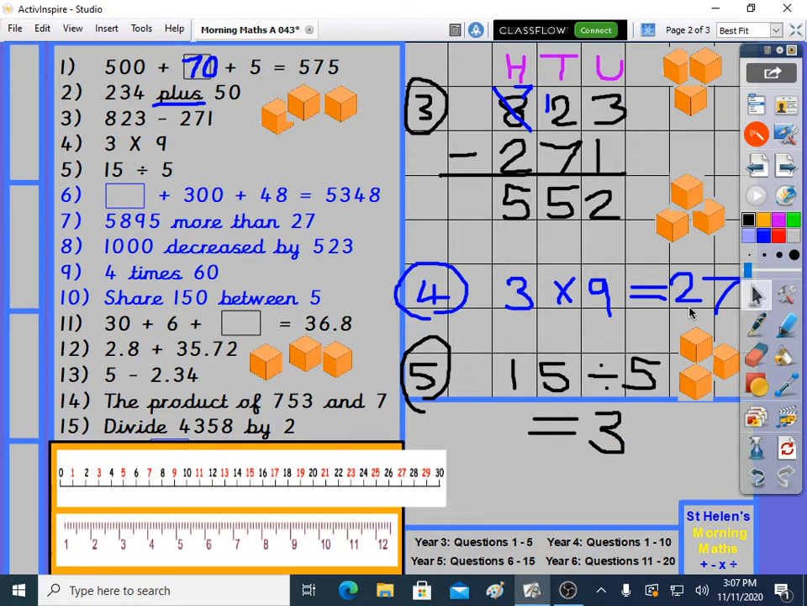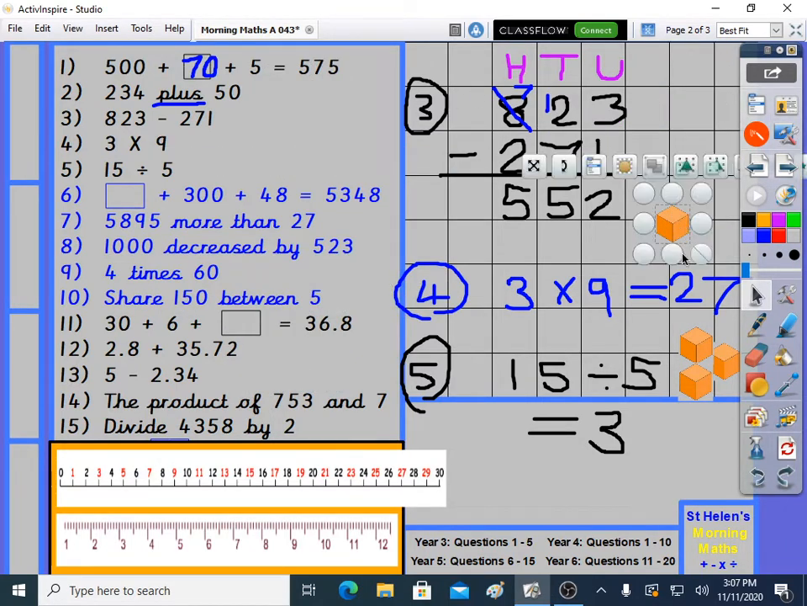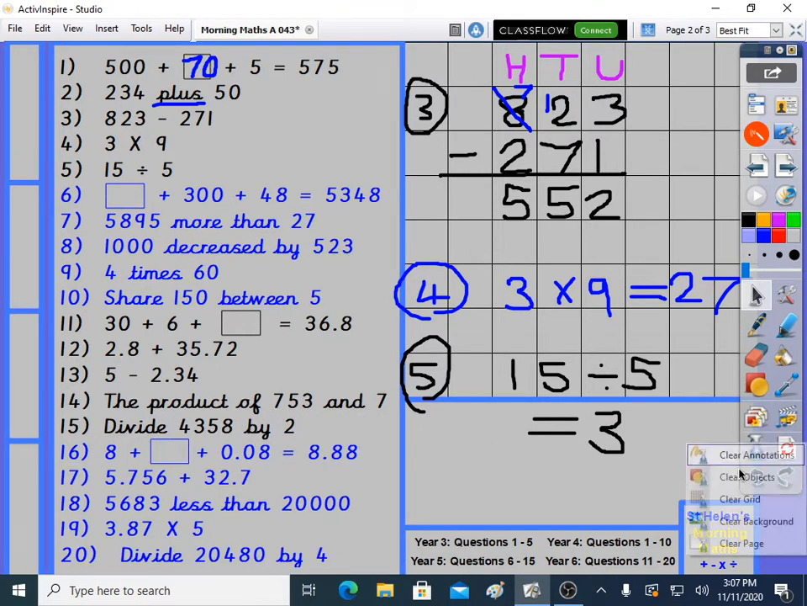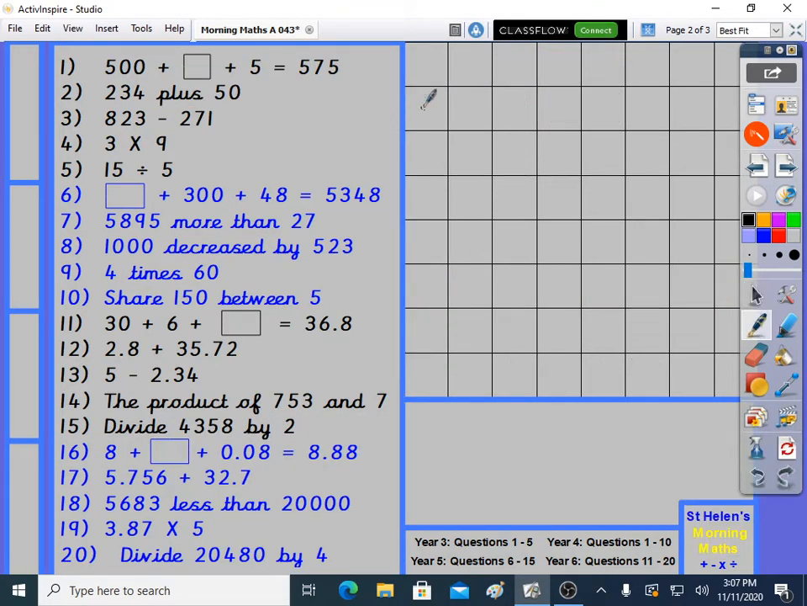And that's the year 3 level work done. We'll soon be moving on to year 4 level. Let's clear everything. Year 4 question 6.